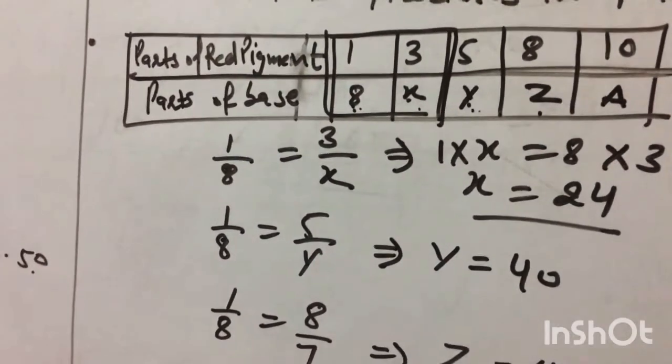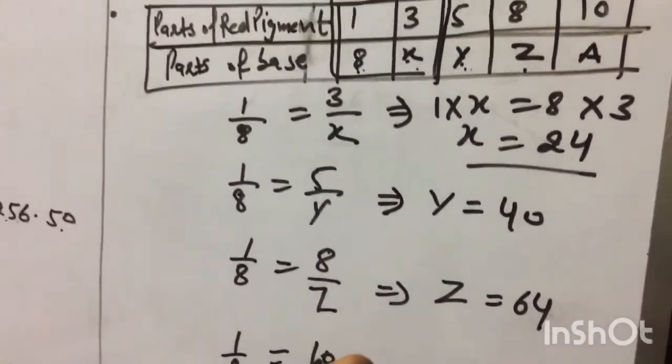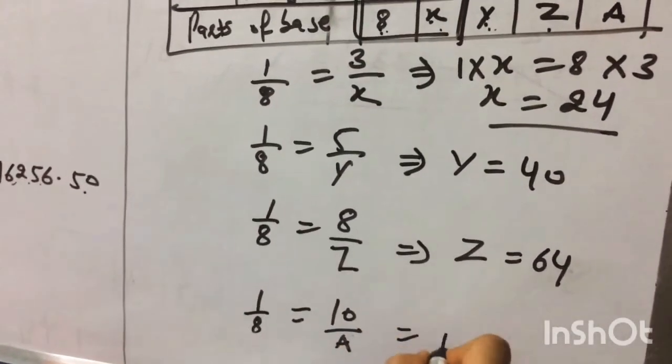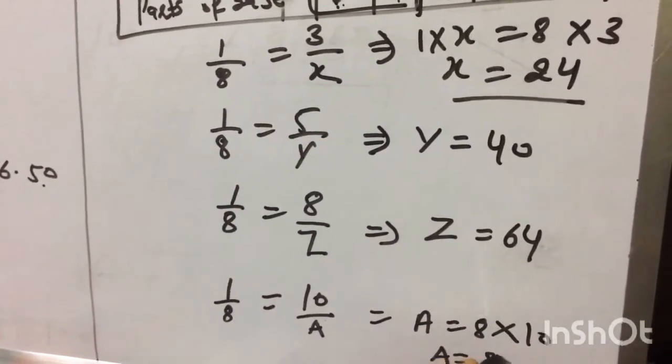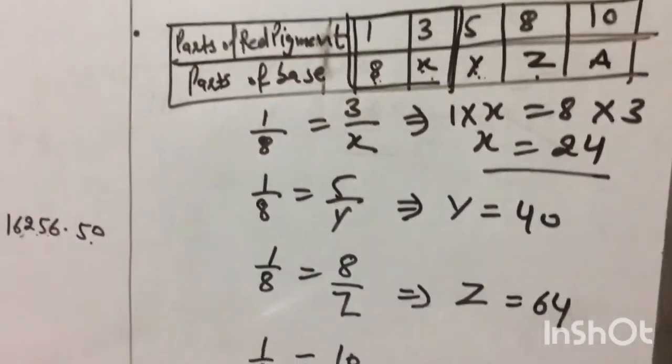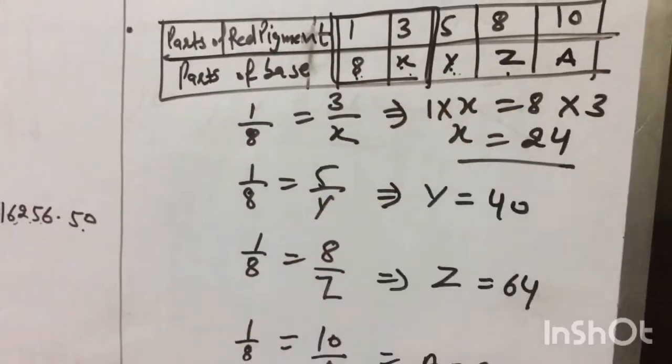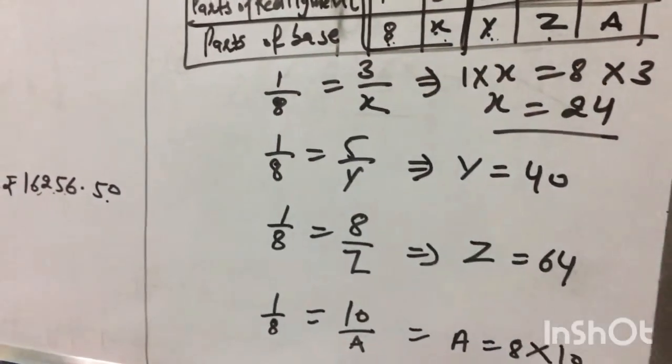Now next we have to find the value of A. 1 by 8 equals 10 by A. By cross multiply, A equals 8 into 10, A equals 80. So in this method we can find the values of X, Y, Z and A. These fill-up values we can find here.